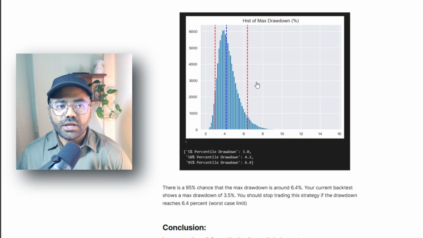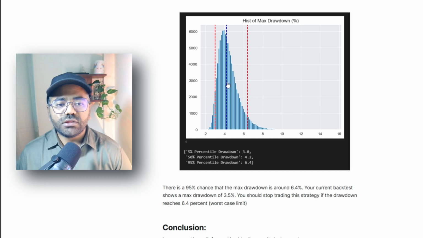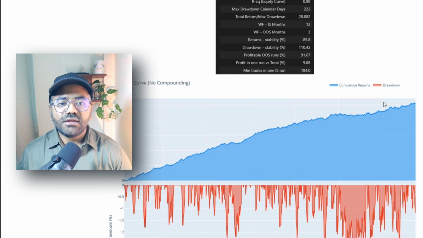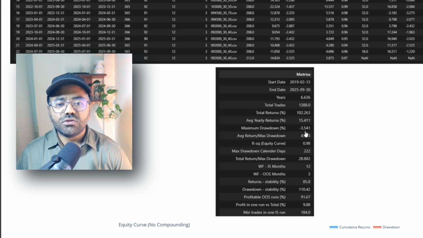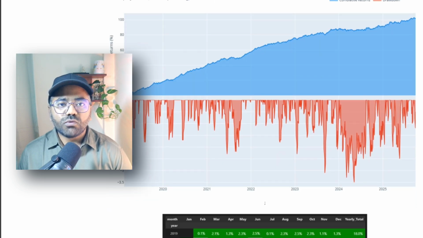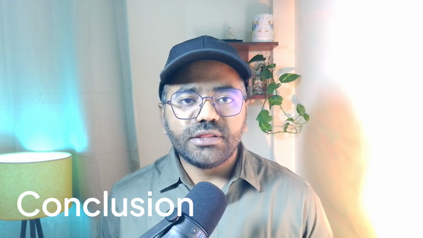And when we do Monte Carlo optimization, the drawdown is going to be 6.4%. This is at 95% worst case drawdown. So if our drawdown goes beyond 6%, then we stop trading this strategy. Ideally from the backtest, we are seeing drawdown is only 3.5%, but worst case drawdown is 6%. So the walk-forward optimization is certainly better.